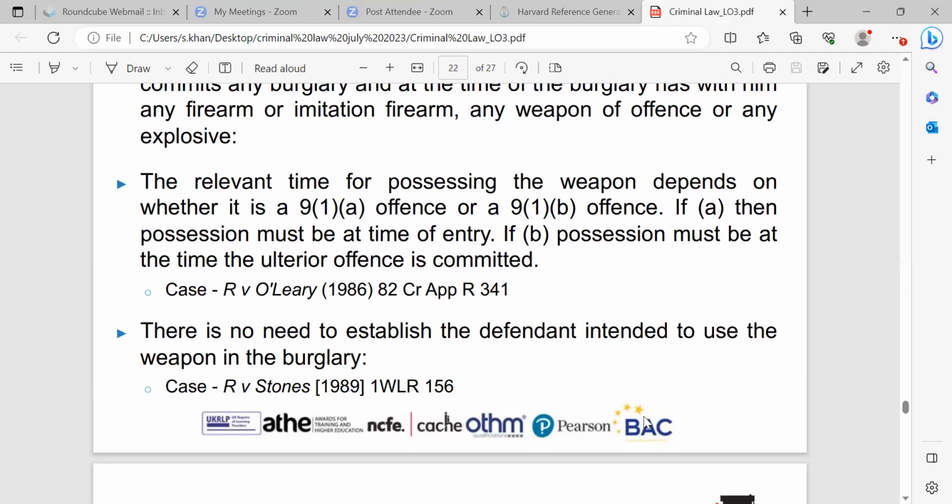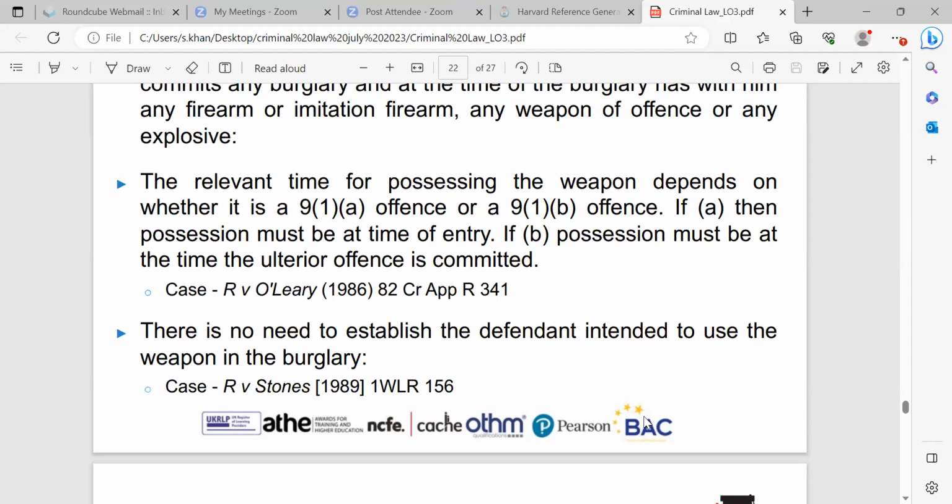If A, then possession must be at the time of entry. If B, possession must be at the time the ulterior offence is committed, as in the case of Aaron O'Leary, where the defendant entered a house without a weapon. Once inside, he took a knife from the kitchen and took it upstairs to effect the burglary. It was held that the offence was charged under Section 9, subsection 1B, and there was thus no requirement that he had the knife at the time of the entry. His conviction was upheld.